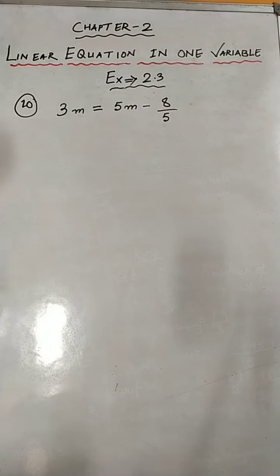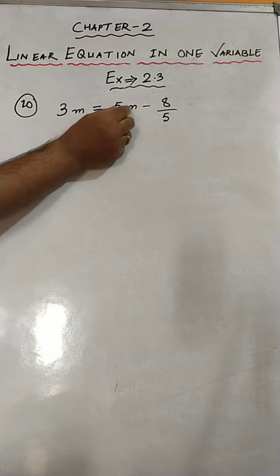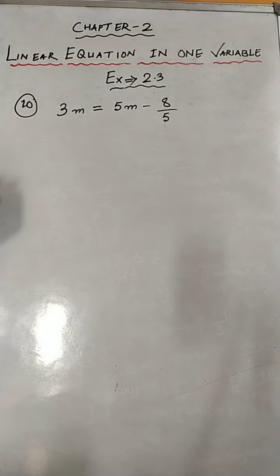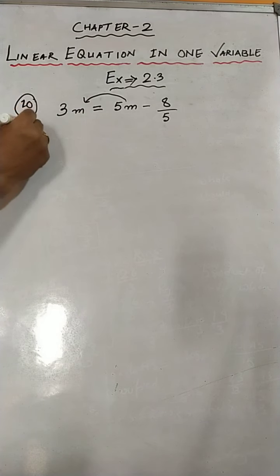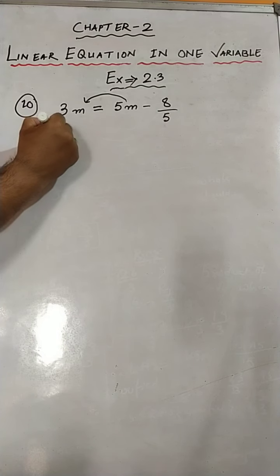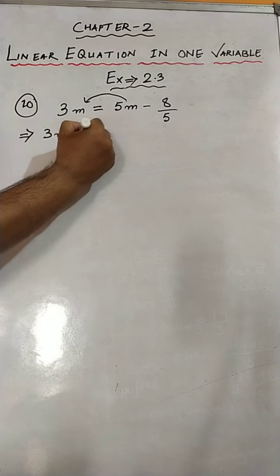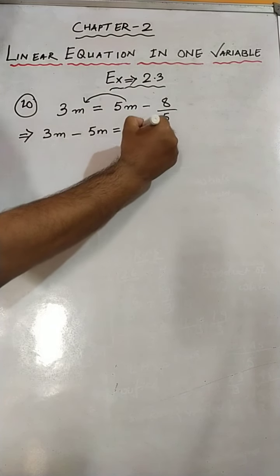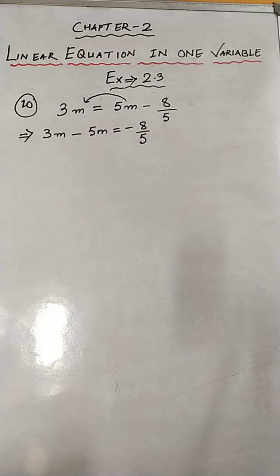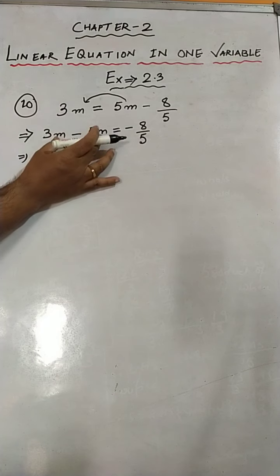This is question number 10, students. 3m equals 5m minus 8 by 5 is very easy. The first thing we have to do is bring the variables towards the left hand side. So it will look like 3m minus 5m equals minus 8 upon 5. Okay, this is the second step. Now what will be the third step? So we have to solve this too.